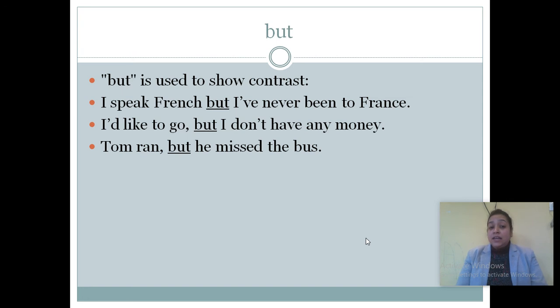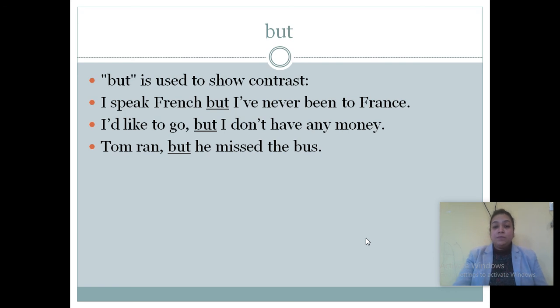I would like to go, but I don't have any money. He is an honest man but poor, or you can say he is a poor man but honest. Tom ran but he missed the bus. So we use "but" when we have a contradiction or a contrast.